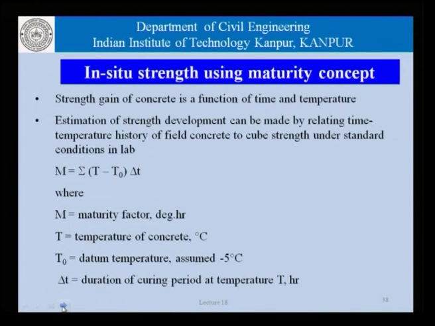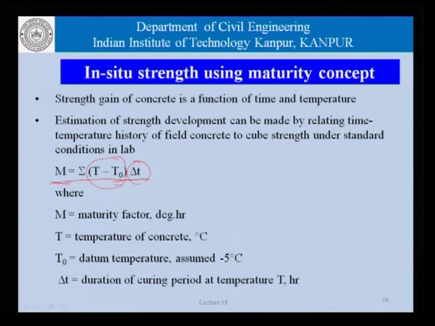Now, explaining the concept of maturity, which we have alluded to in the previous discussion just now, the strength gain in concrete is a function of time and the temperature. The estimation of strength development can be made by relating the time temperature history of field concrete to cube strength under standard conditions in the lab. What is really done is we calculate the maturity of concrete, which is the sum of a temperature component and a time component. And once we have this maturity, we try to relate it to the compressive strength.